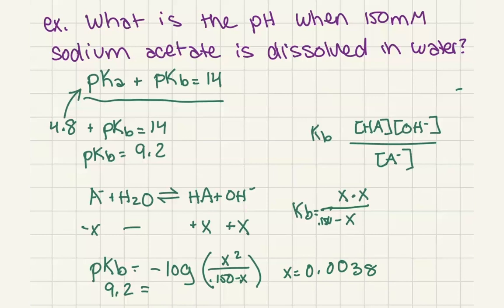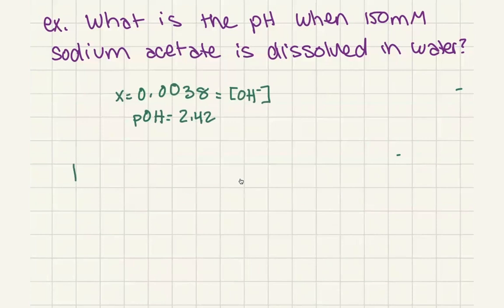And if we know the concentration of our OH, well, now we can easily find the pOH. And if we know the pOH, then we can find the pH. So basically what we can say is that this is going to equal our OH minus. And now if we want to find the pOH, we just have to take the negative log of that. And what we're going to get is that this value is 2.42.